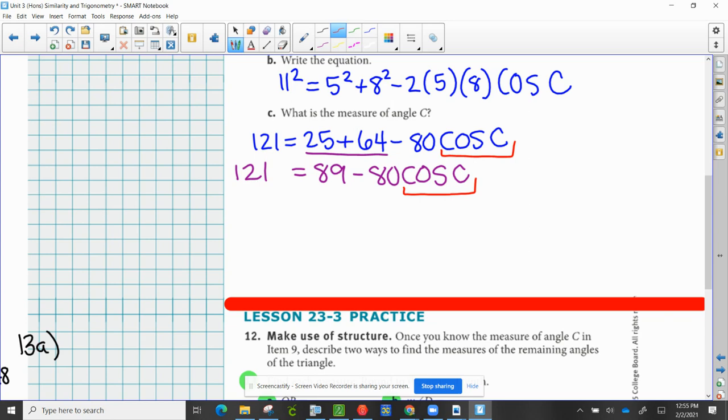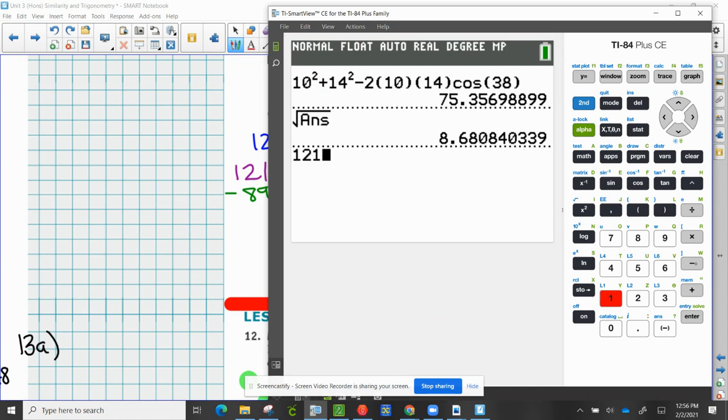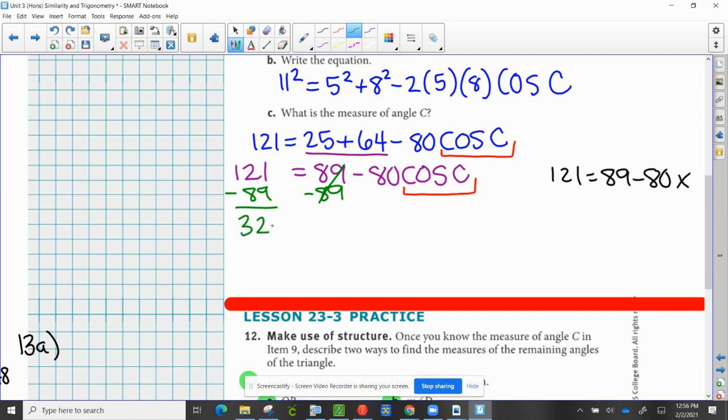Now, this might be confusing on how to solve it, but what if I set it up just like a regular equation? Okay, what would you do first to solve for x? So say I took out the cosine, I put an x there. What would you do first to solve this 2-step equation? Well, hopefully you said you would subtract that 89 over. So let's see what we get here. If we have 121 minus 89, we have 32. So 32 is equal to negative 80 cosine C.